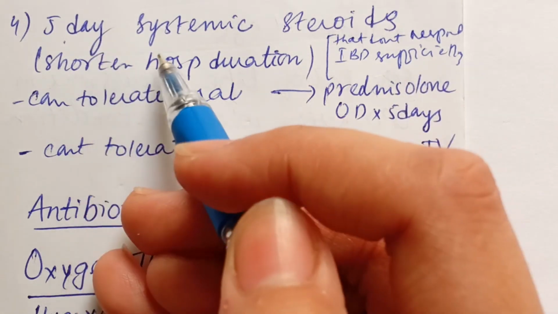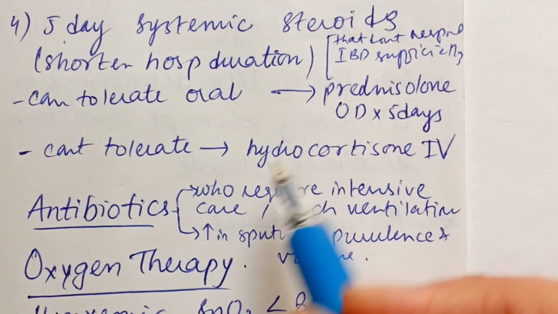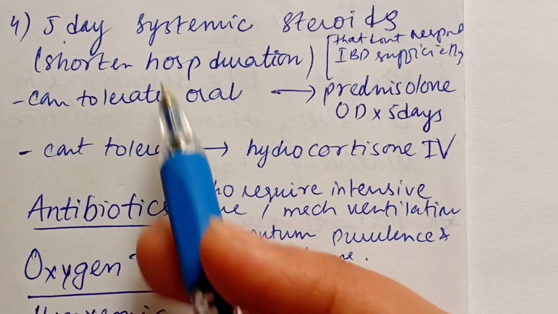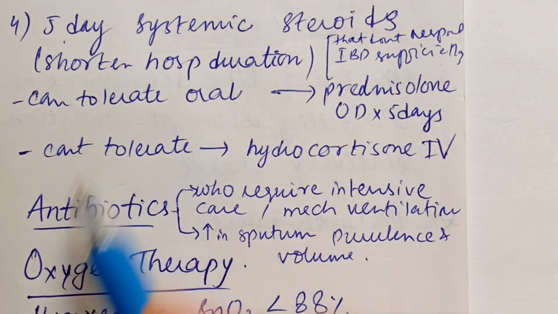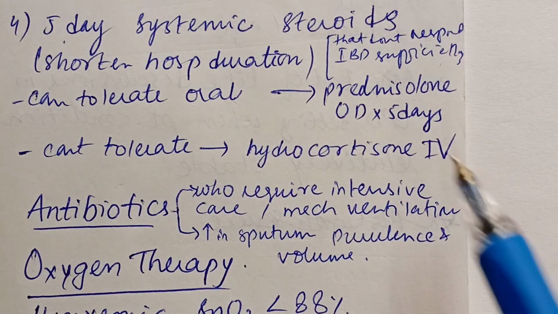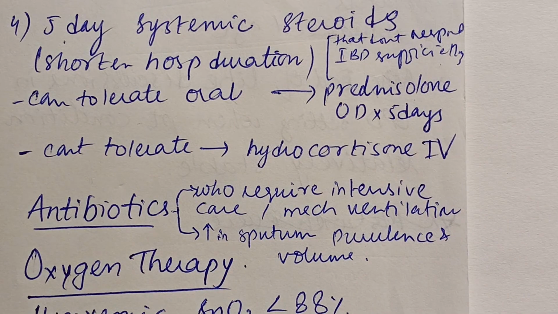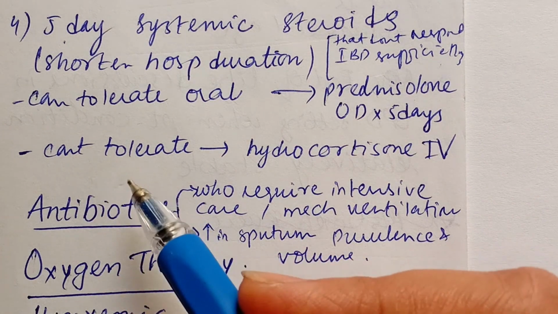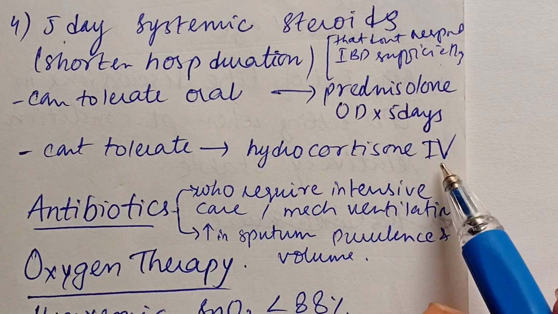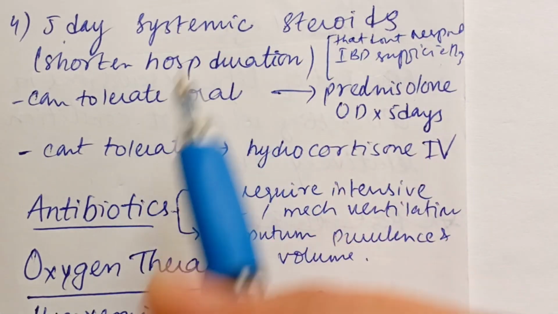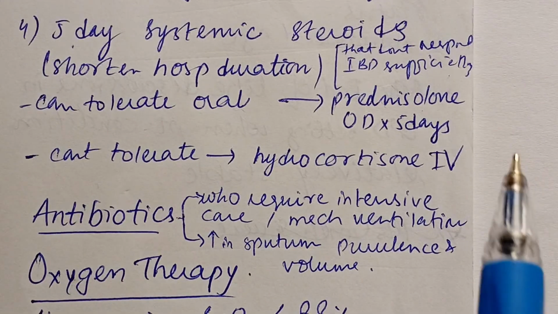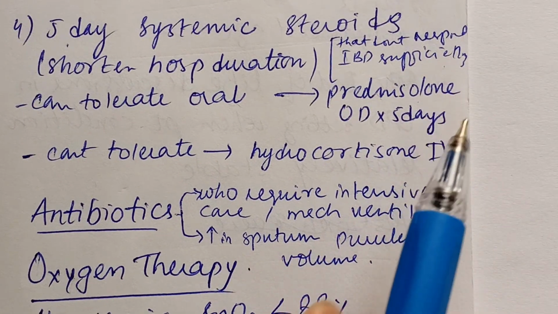So a 5 day course of systemic steroids is indicated. It shortens the hospital duration, and the patients who can tolerate oral steroids are given prednisolone OD for 5 days, and those who cannot tolerate it are given hydrocortisone IV. Right, so keep in mind that steroids are indicated when the short-acting bronchodilators do not respond sufficiently.